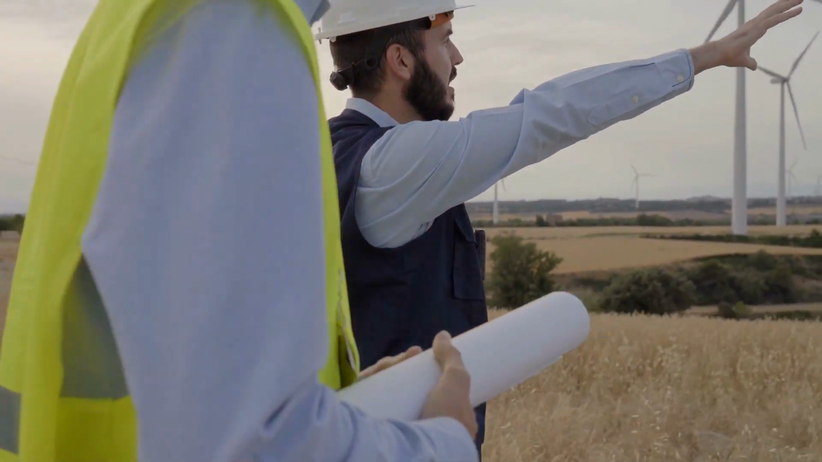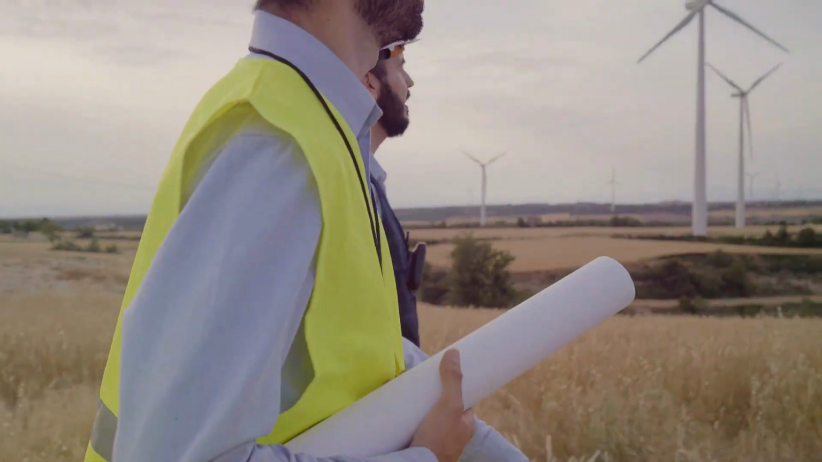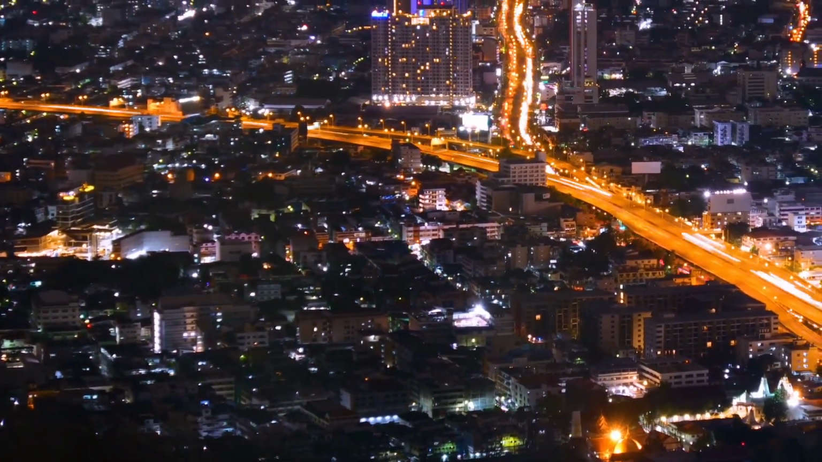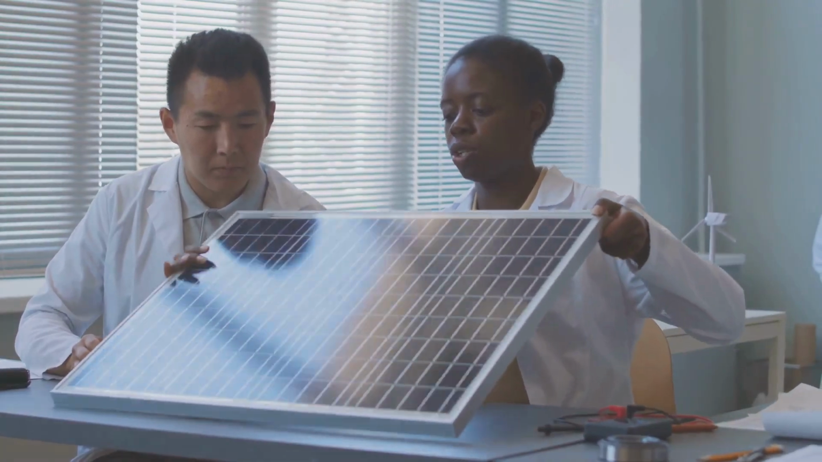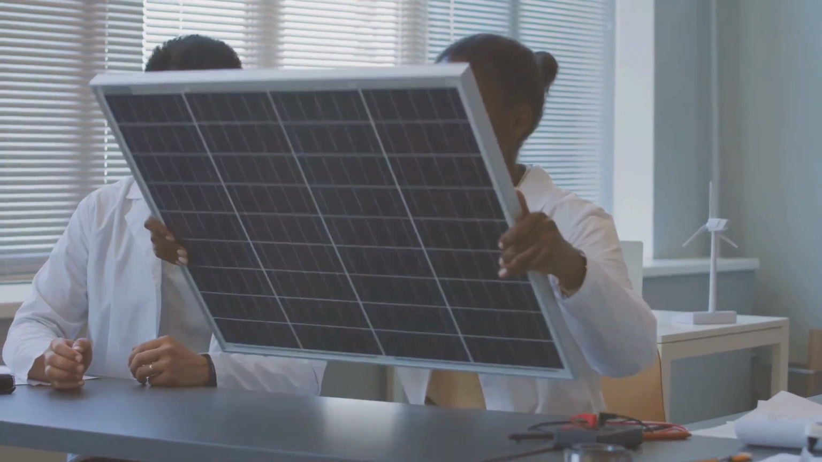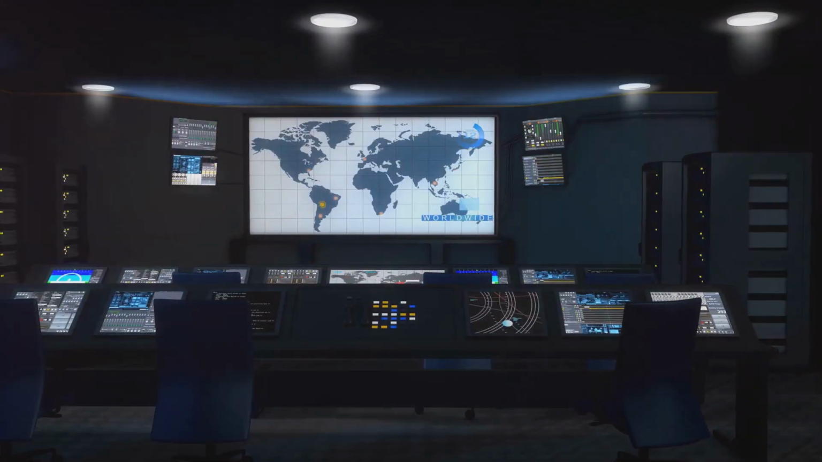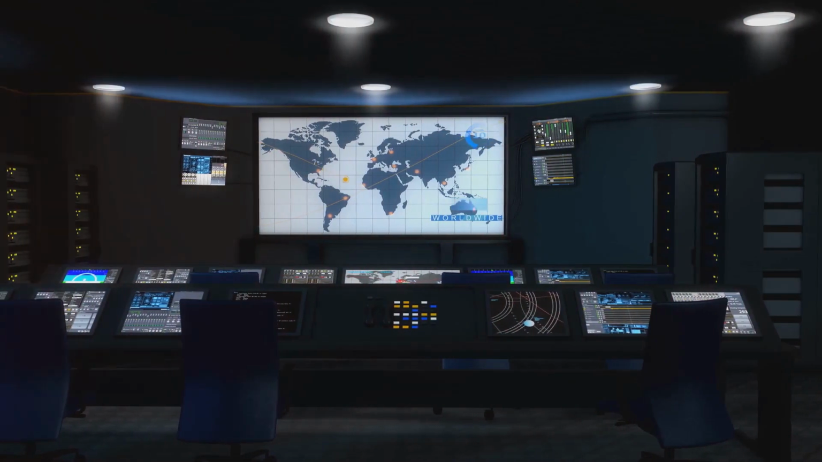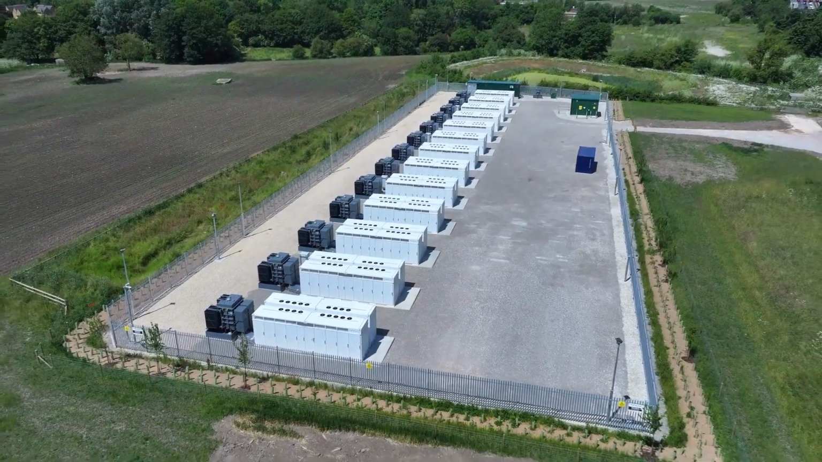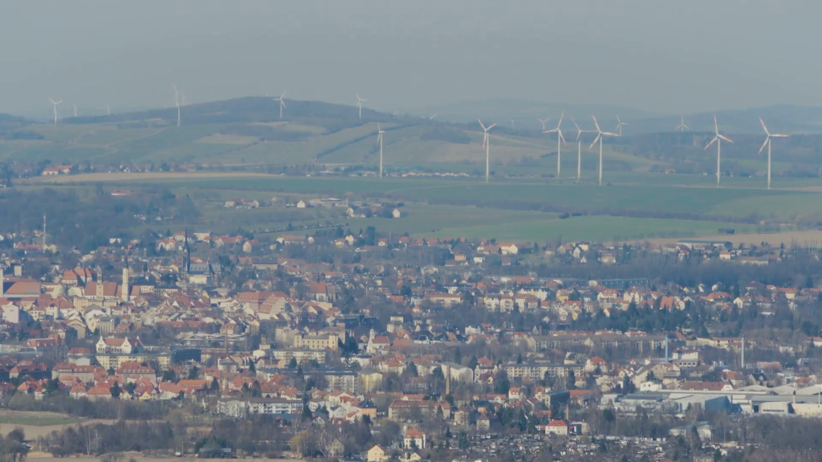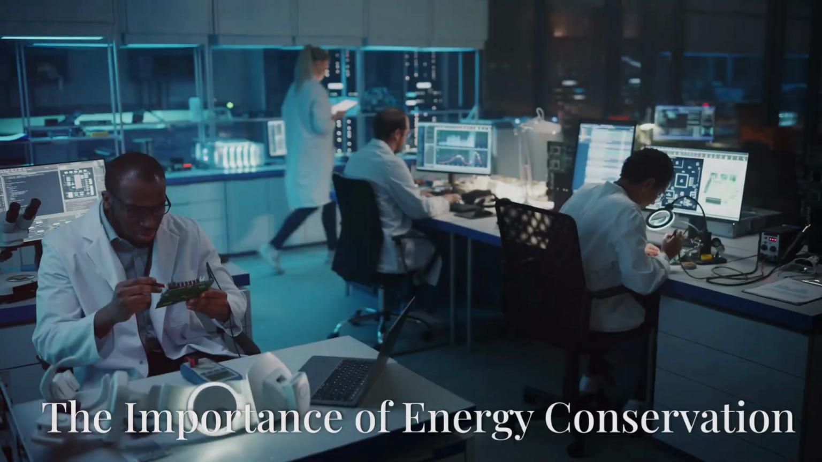The future of power is all about innovation and sustainability. As we look to the future, it's clear that our need for electricity will only continue to grow. That's why scientists and engineers are hard at work developing new technologies to generate and distribute electricity more efficiently and sustainably. From smart grids that can adapt to changes in energy demand, to energy storage solutions that can store electricity for later use, the future of power is full of exciting possibilities.